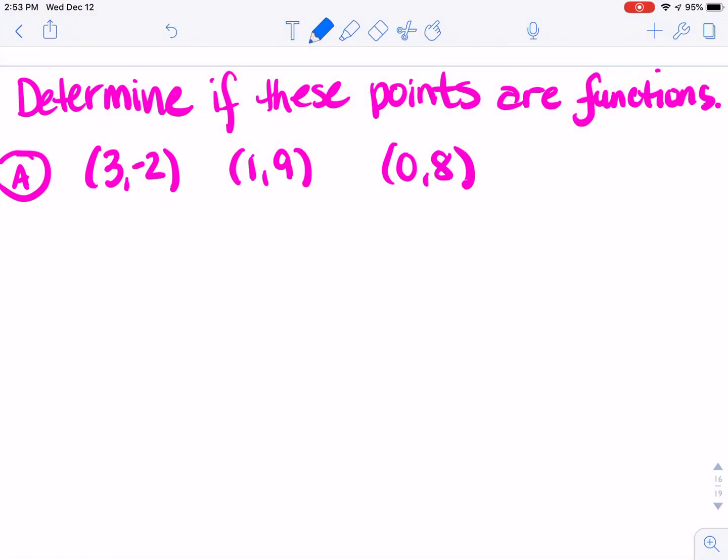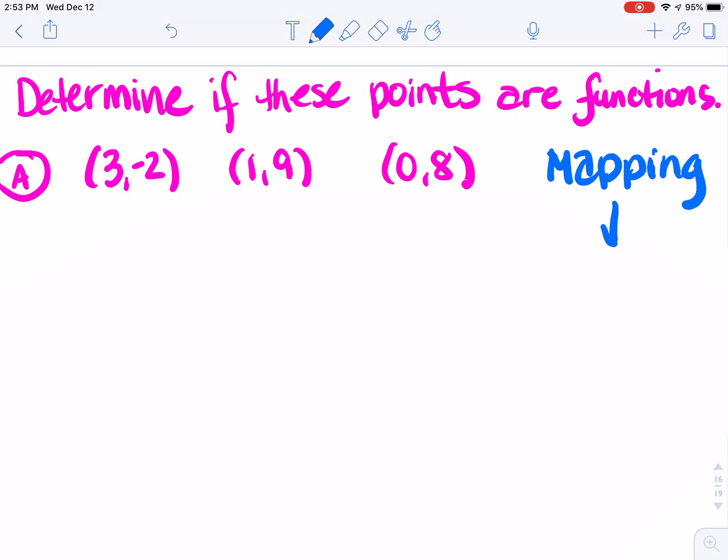Okay, guys, let's go over the review that we had of determining if something is a function. It says determine if these points are functions, and I have (3, -2), (1, 9), and (0, 8). So first of all, we are going to use mapping.